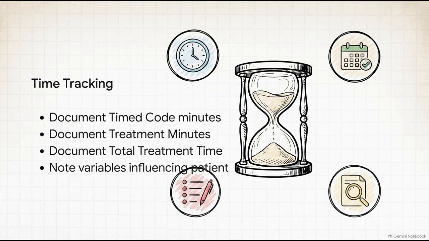To absolutely bulletproof your claims and keep those audit clawbacks at bay, explicitly document your exact time parameters. You need to clearly log the time code minutes, the overall treatment minutes, and the total treatment time to properly justify the units you're billing under the 8-minute rule. Also, don't forget to note any variables that influence the patient's condition that day. Did they have a sudden spike in pain or fatigue that forced you to alter your clinical decisions on the fly? Get that in the notes.